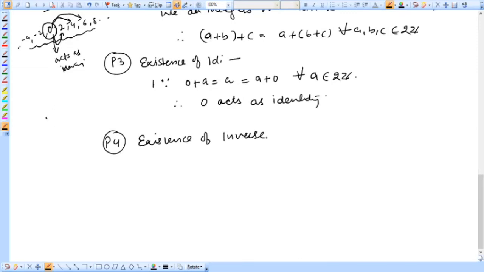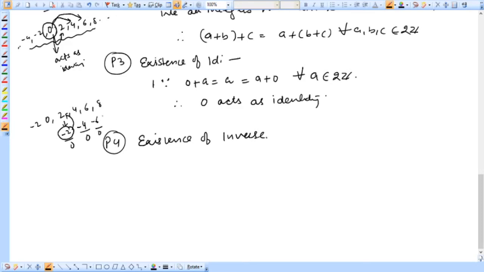See here, we are having these elements 0, 2, 4, 6, 8. Now you see, is there something which when added to this 2 we get 0? Yes, we are having such a number, and that number is -2. We can say -2 is the inverse of 2. Similarly, -4 would be the additive inverse of 4, and -6 would be the inverse of 6, because adding it to 6 yields 0, right?